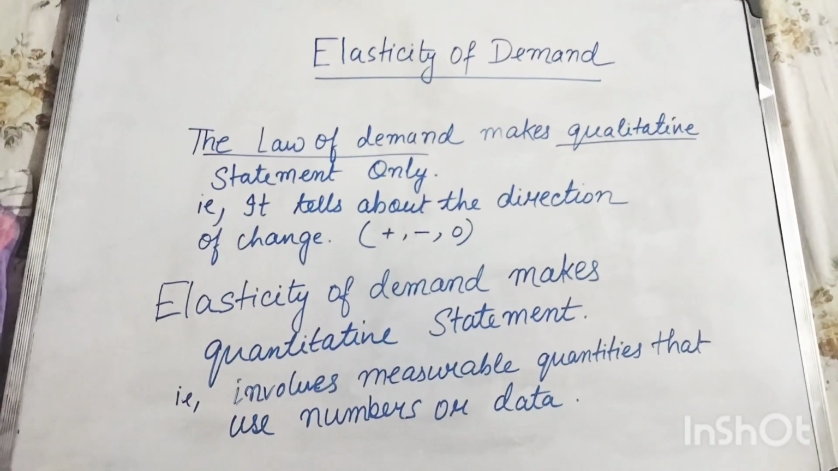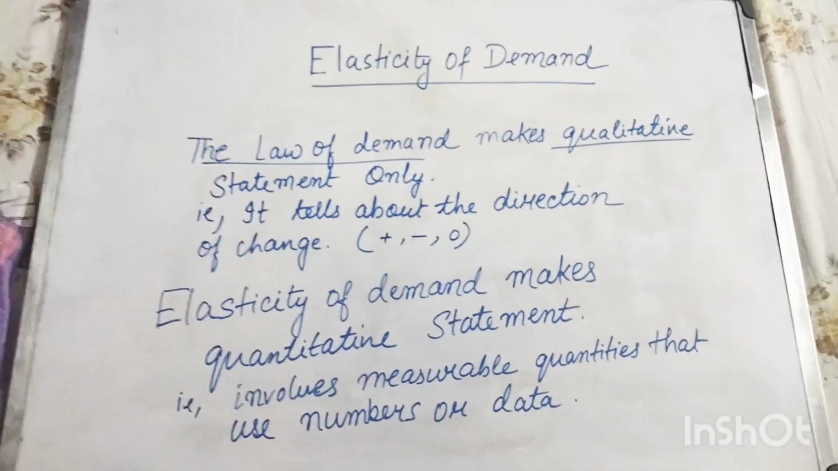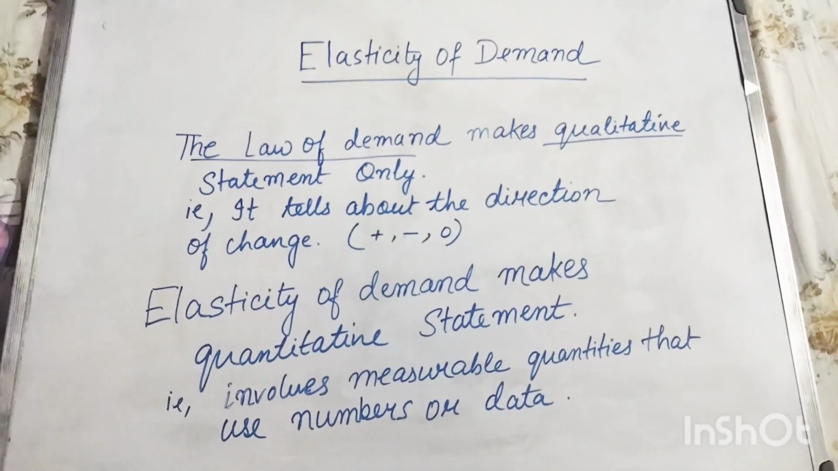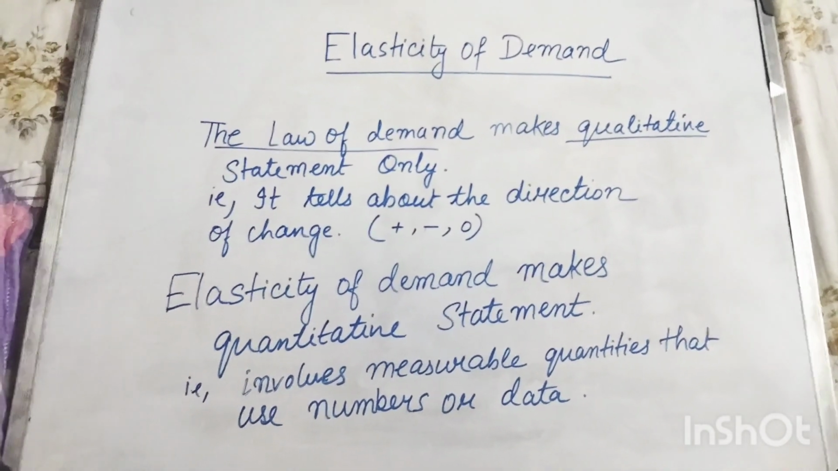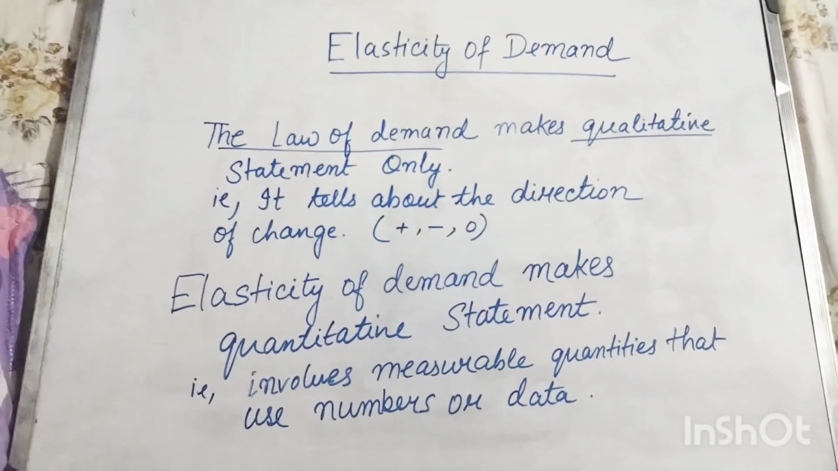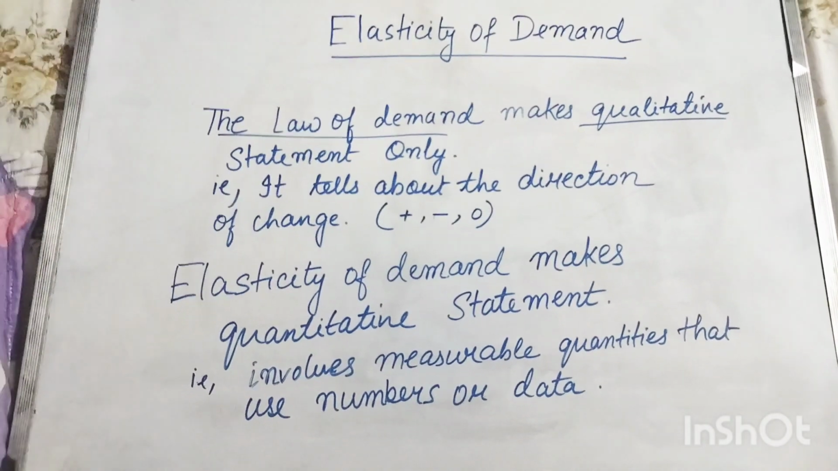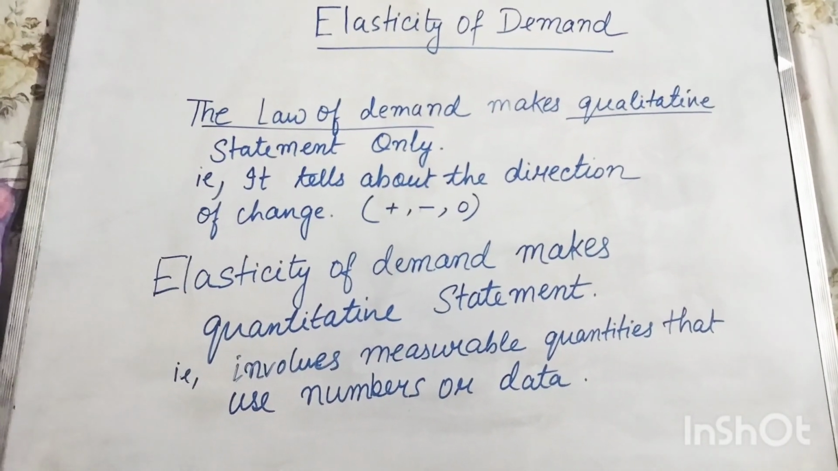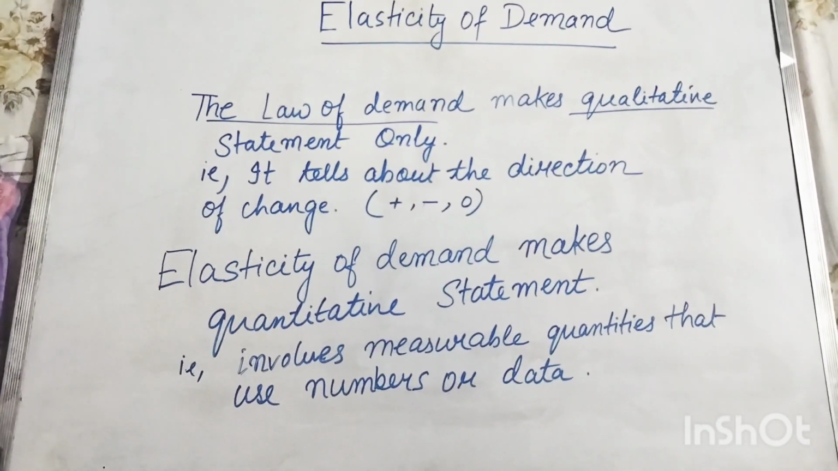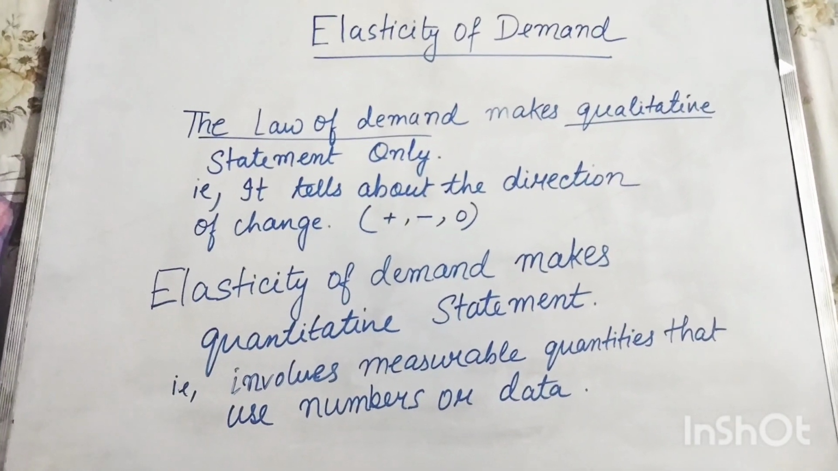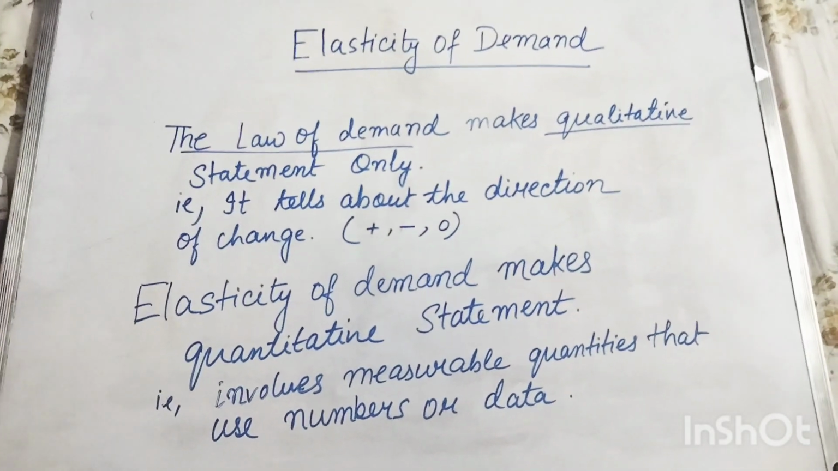And in this law of demand, it makes only a qualitative statement. That means it tells about the direction of change, whether negative, positive, or there is no change. But in the case of elasticity of demand, it will make a quantitative statement. That means it will give an absolute number, how much the change is. Not only the direction of change, but also the absolute value. It will give you an exact value or exact data. This is the elasticity of demand.